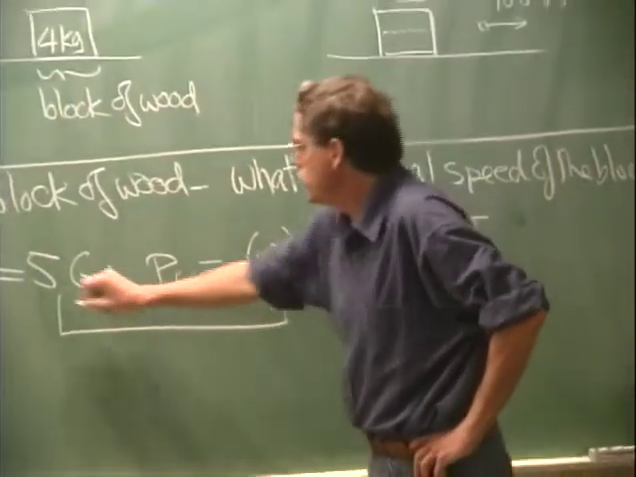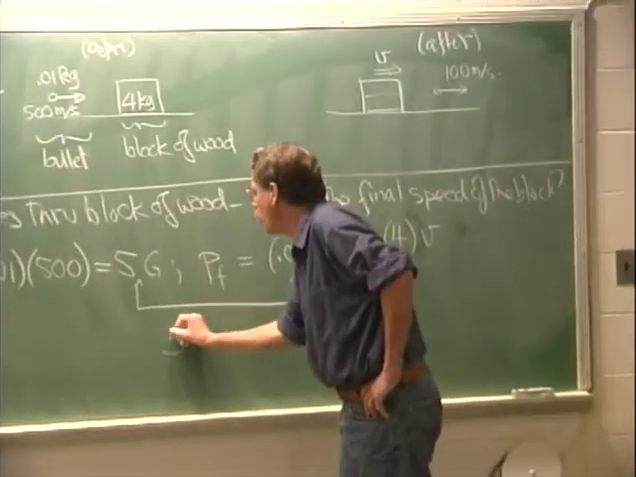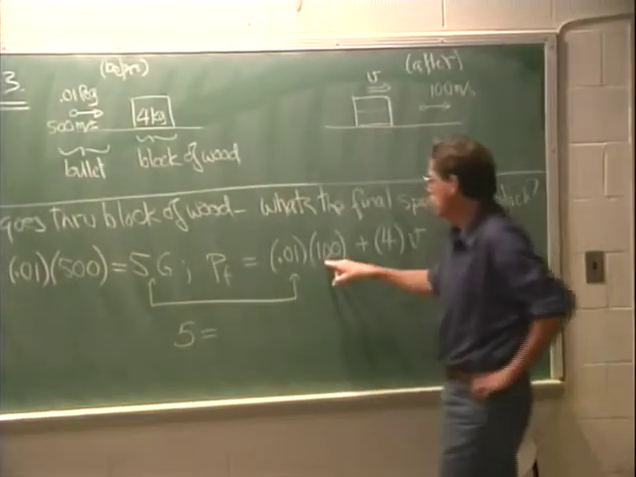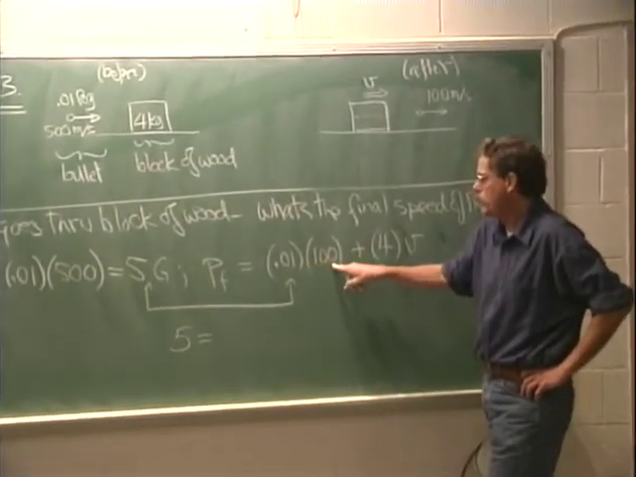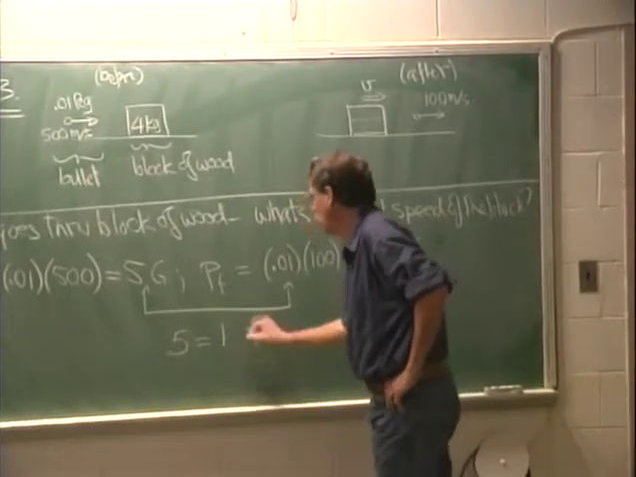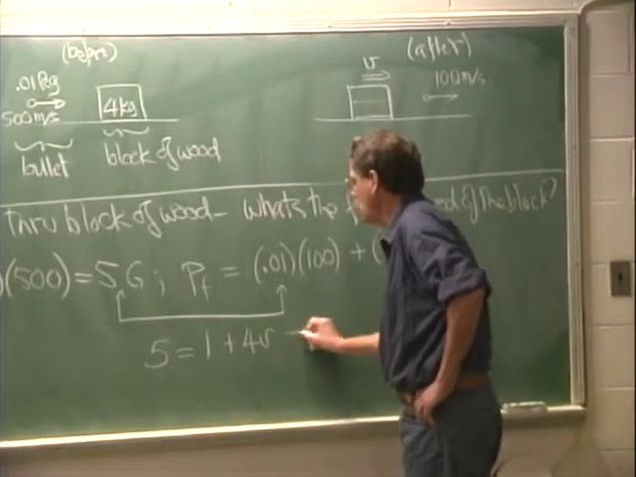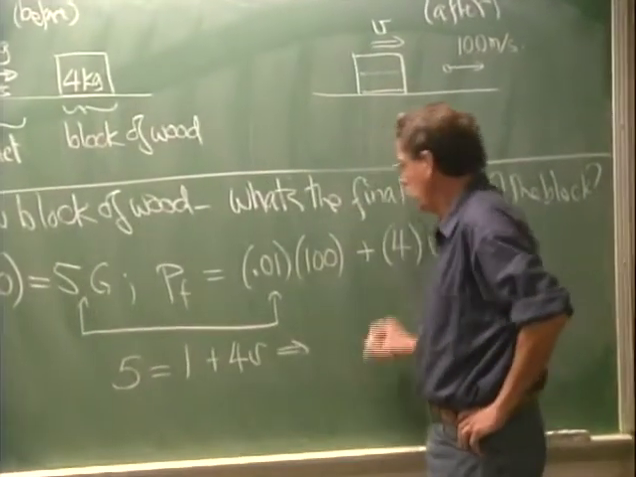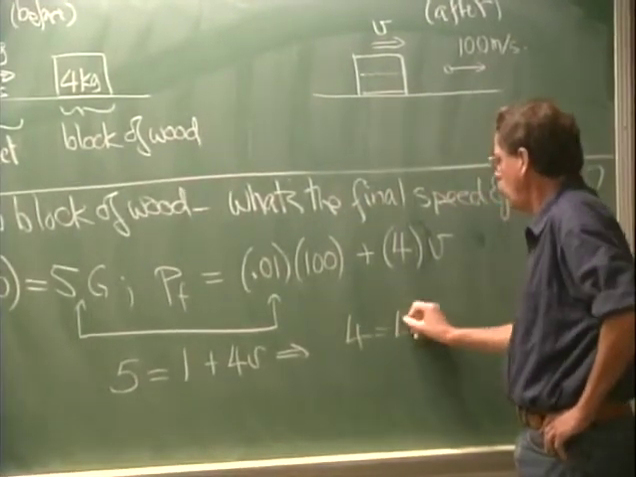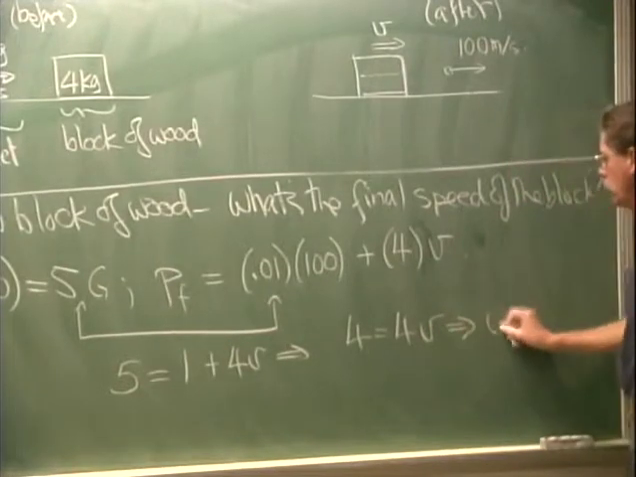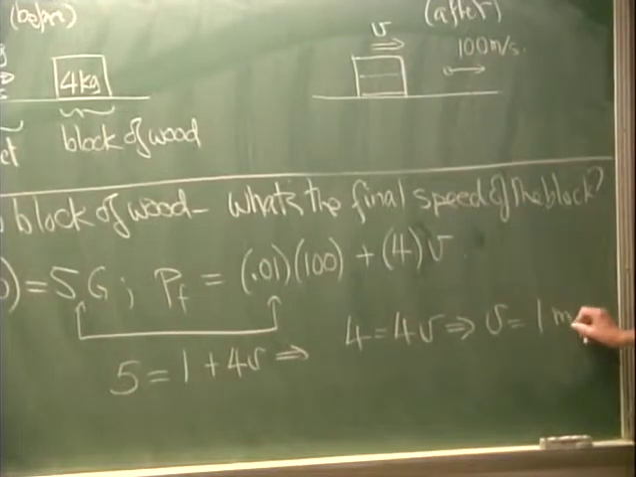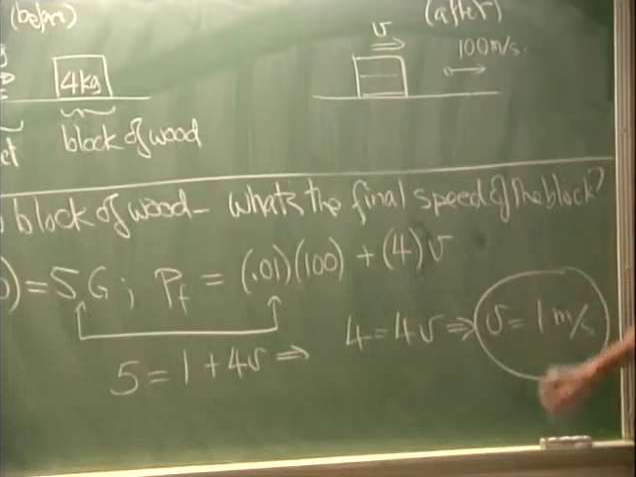Conservation of momentum says that those two are equal, so 5 is equal to, let's see, 0.01 times 100 is just 1, plus 4v. Pull the 1 over there, got 4 is equal to 4v, means that v is equal to 1 meter per second.